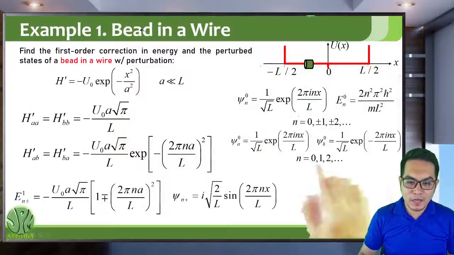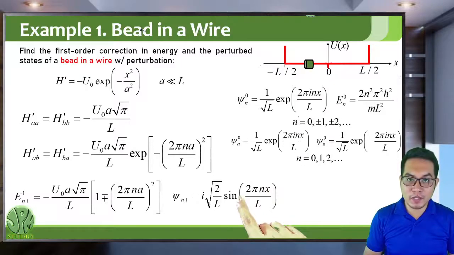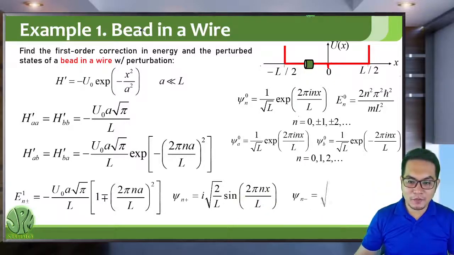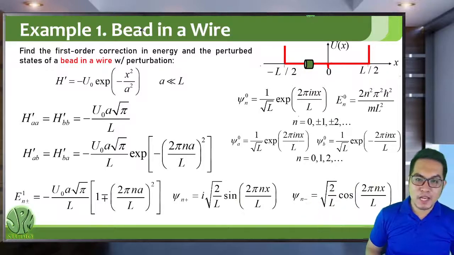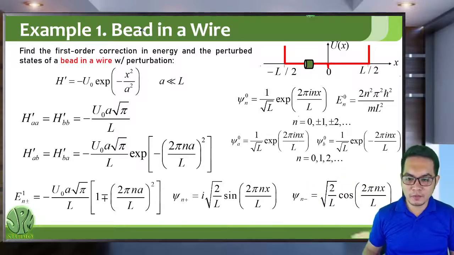So for the psi n plus, you will get a sine. This is a combination again of e to the i theta minus e to negative i theta. And for the psi n minus, the lower energy state, it's cosine, meaning you have e to the i theta plus e to the negative i theta function. Okay, so that's for example number 1.